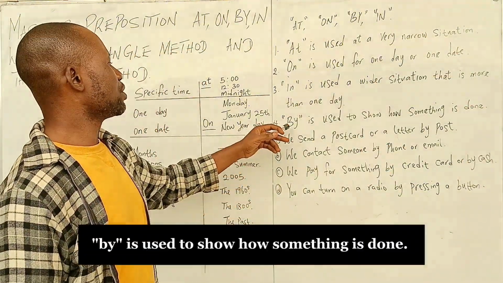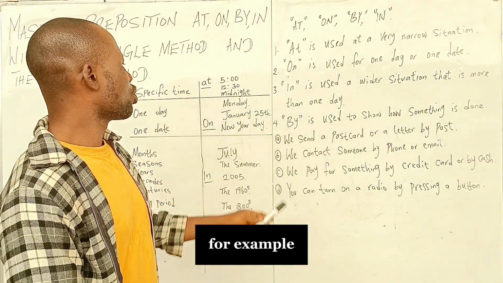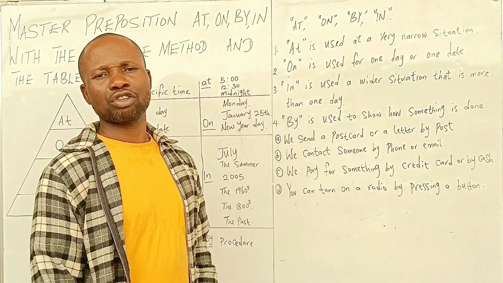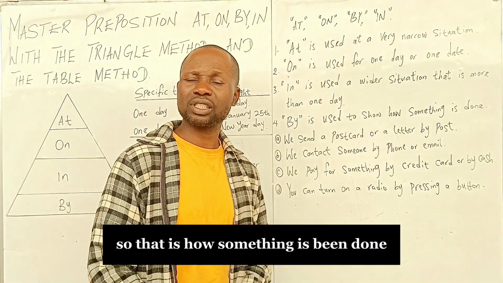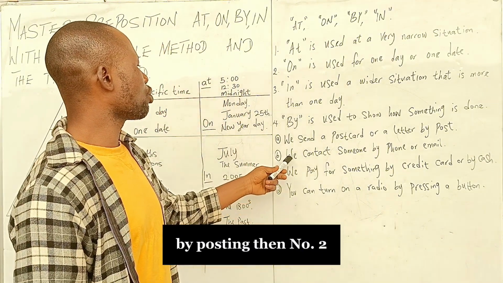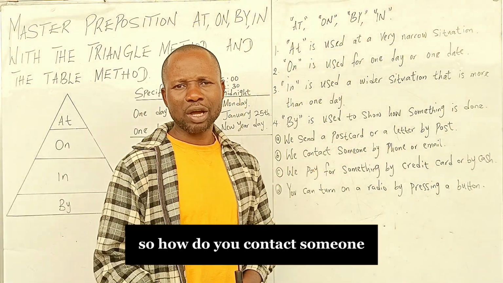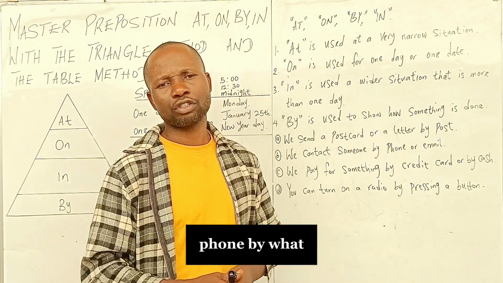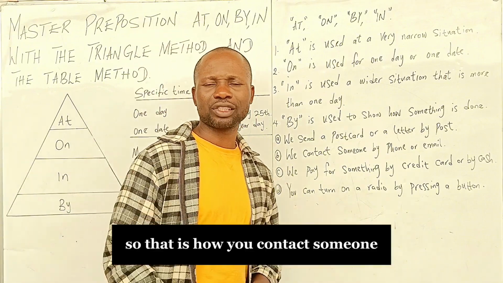Then by is used to show how something is done. For example, we send a postcard or a letter by post. So how do you send a letter? You send it by posting it. So that is how something is being done. Then number two, we contact someone by phone or by what? Email. So how do you contact someone? By email, by phone call. So that is how you contact someone.